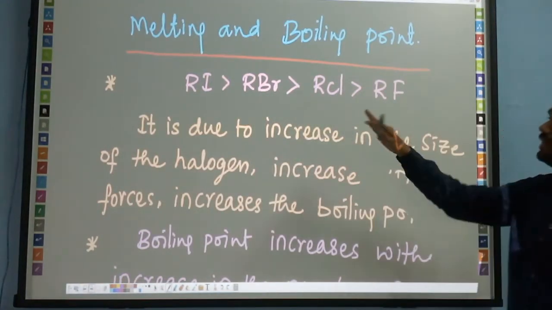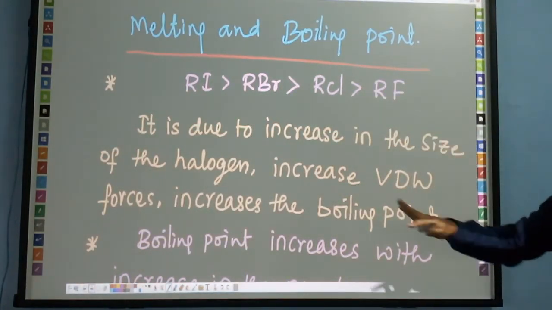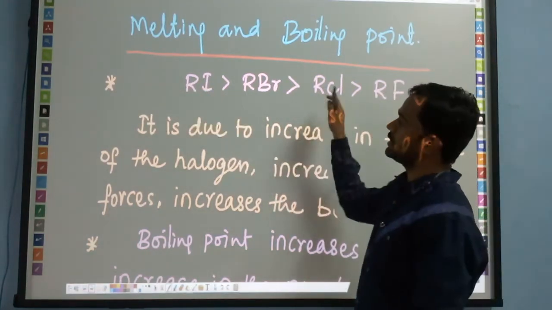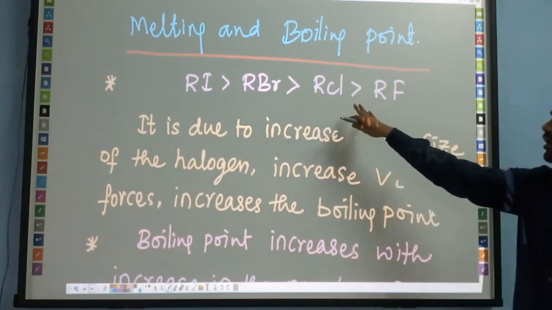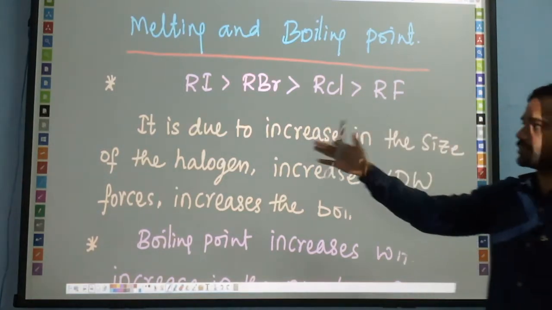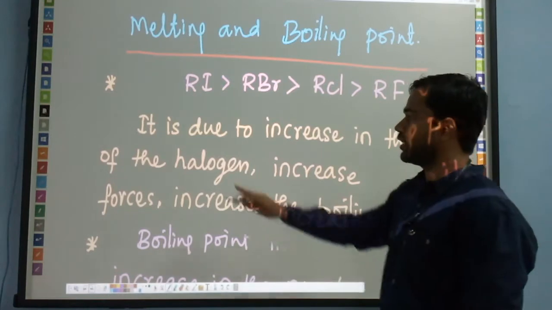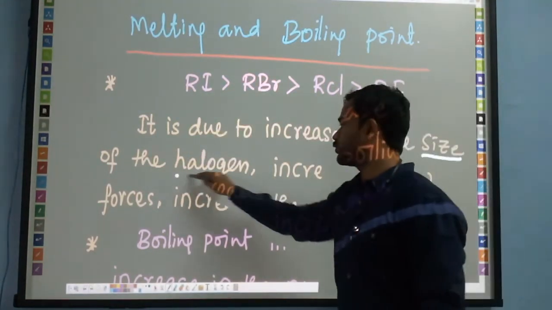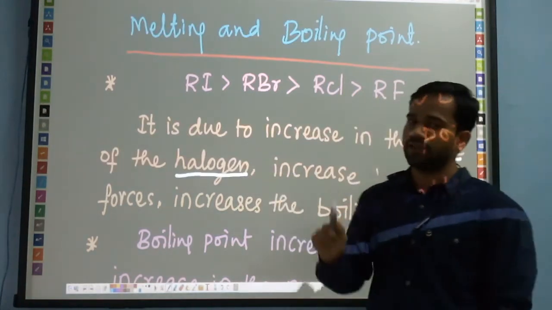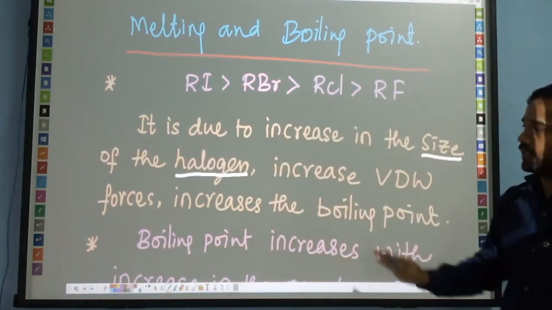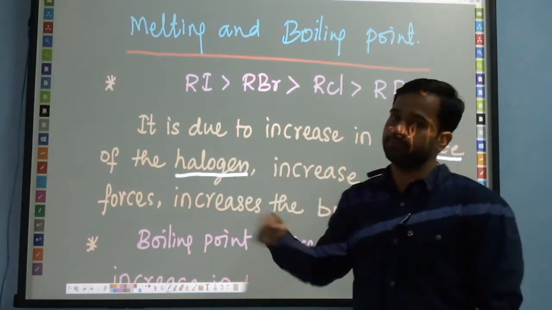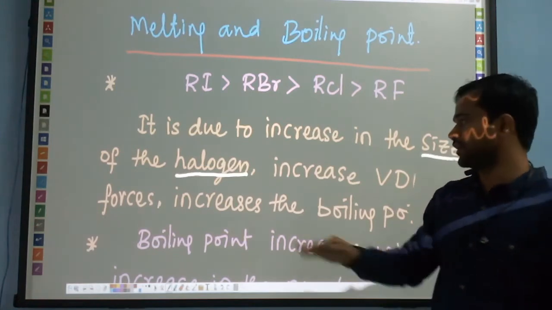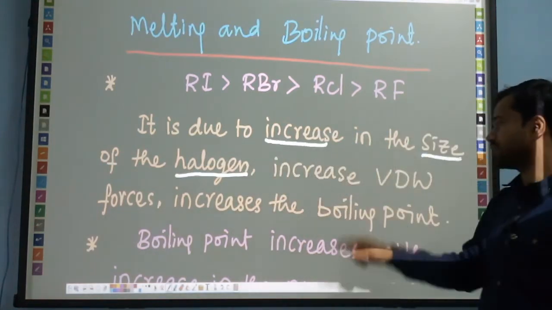Next, the melting point and the boiling point. There is a series: iodides, bromides, chlorides and fluorides with their respective derivatives. Why does this happen? It is due to the size of the halogen element. Why does iodine have the high melting and boiling point? It is due to its bigger size. From fluorine to iodine, the size increases.